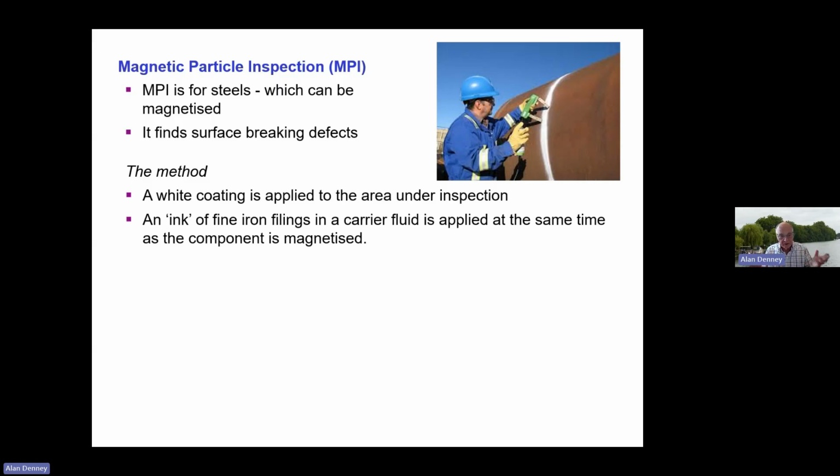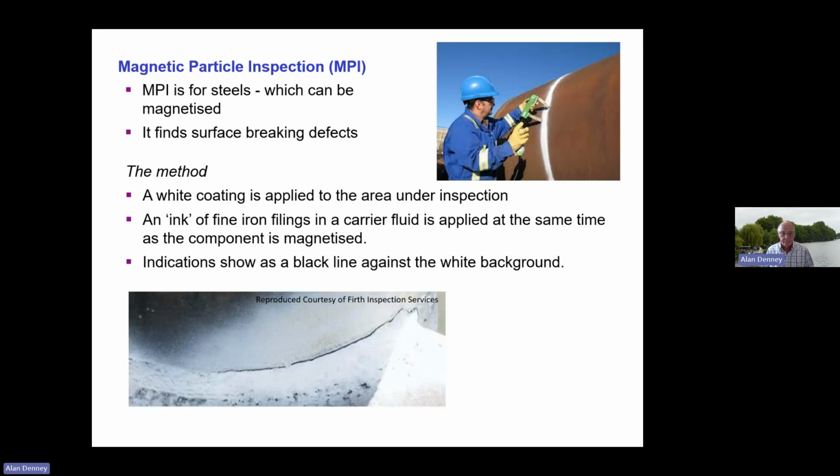Now, I guess if you don't have direct experience of MPI as an inspection method, you will have played with iron filings and magnets. So it's the same principle, the same technique. You're applying the ink, it's in a carrier fluid, and you have to simultaneously locally magnetize the component.